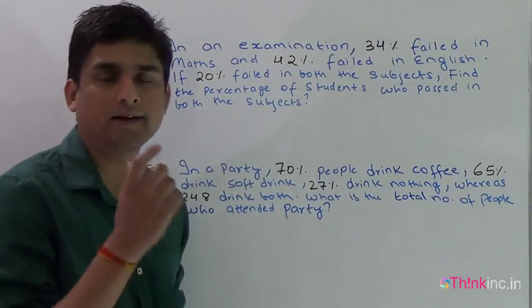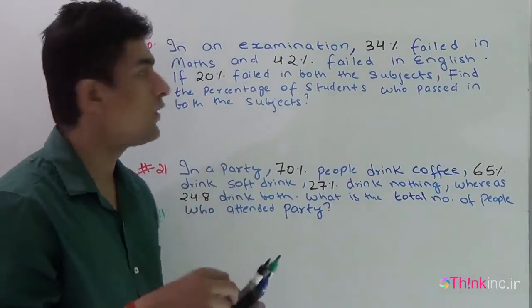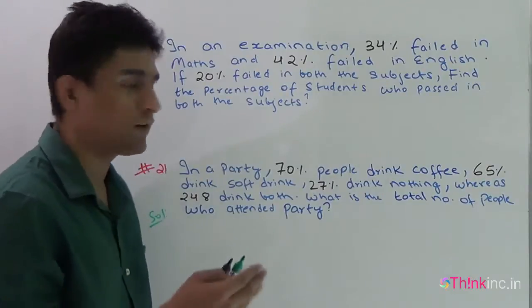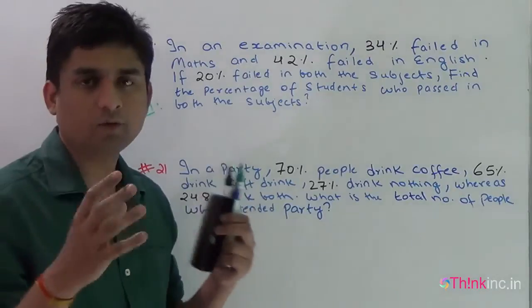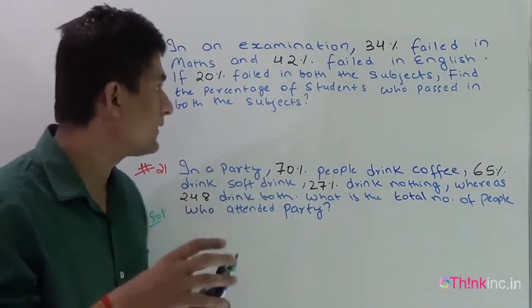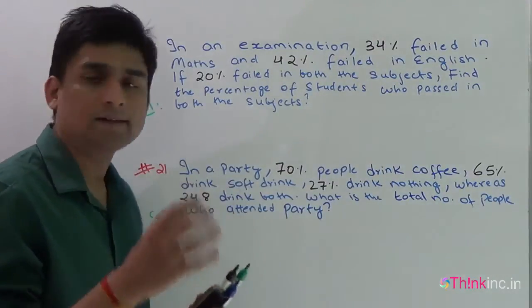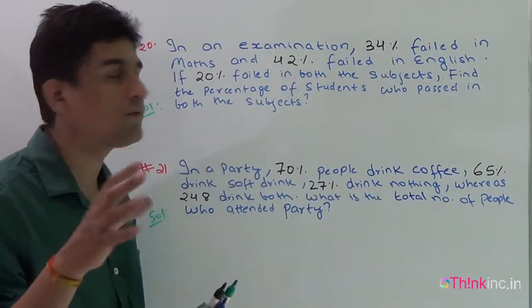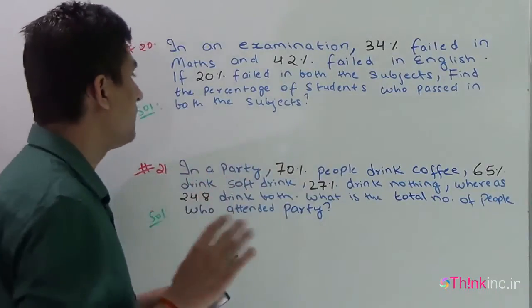Question says, in an exam, there are two subjects, one is maths and another one is English. In maths 34% students failed, and in English 42% students failed. Overall 20% students failed in both the subjects, that means in English and in maths. We have to find the percentage of the students who passed in both the subjects, that means students who have not failed in any of the subjects.